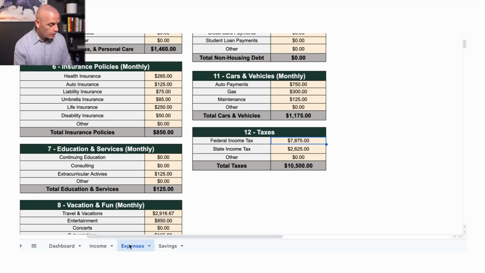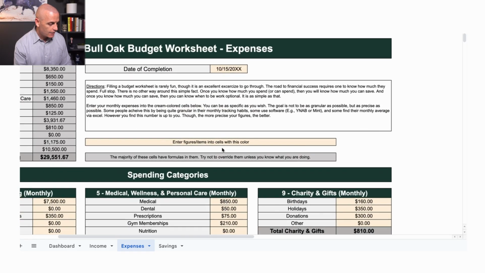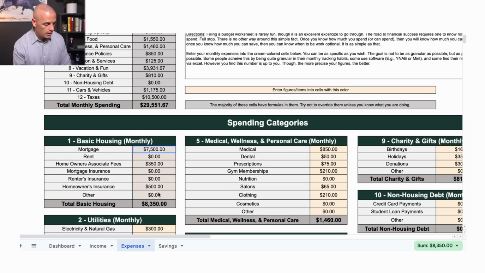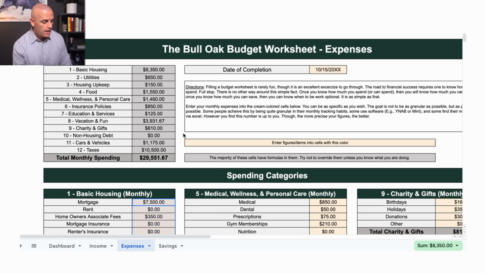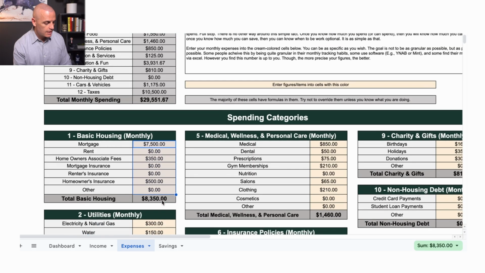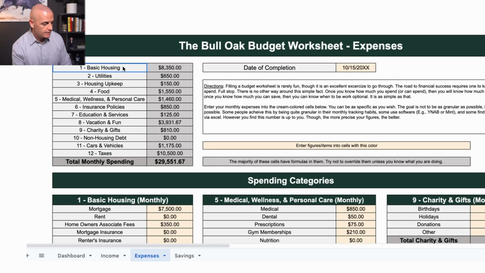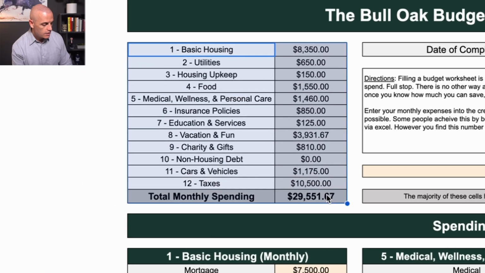So again, all of these numbers get categorized up here. So you fill in these cream colored plugins here, then it totals the number down here, this 8350, for example, for basic housing. And then that gets pulled into this summary over here. So for this example, this client is spending $29,551 per month. That's a really big number, but we're also assuming that they have a really big income, right?